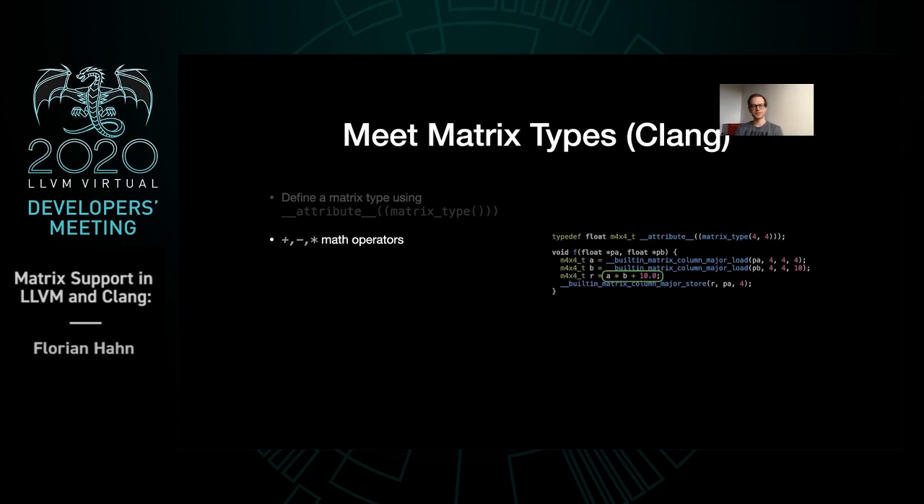Once we have our types, we also provide operators for those types. Currently, there are the addition, subtraction, and multiply operators. Addition and subtraction are element-wise operations, and the multiply is the matrix multiplication. In addition, there is an element subscript operator, which allows access to a specific element in a matrix given row and column indices. And then there is a set of built-ins to provide additional functionality.